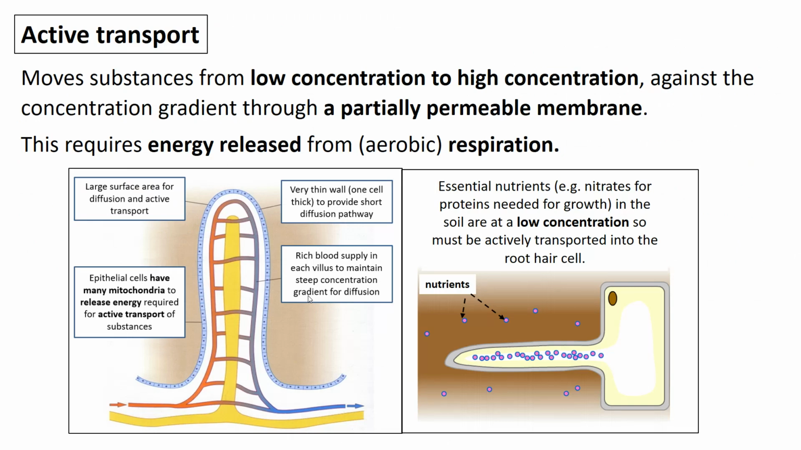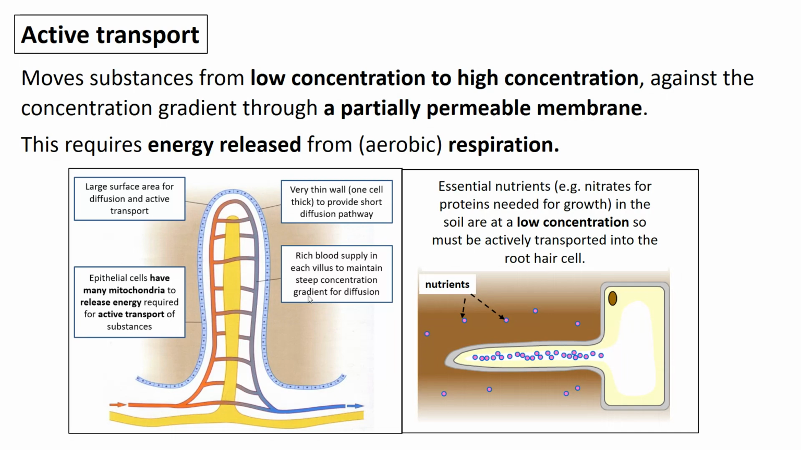The very last way of transporting molecules in and out of cells is active transport. And this is basically the opposite to diffusion, because what it relies on is substances moving from a low concentration to a high concentration against the concentration gradient through a partially permeable membrane. And this movement of molecules requires energy released from aerobic respiration.